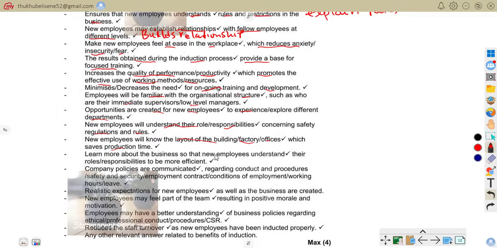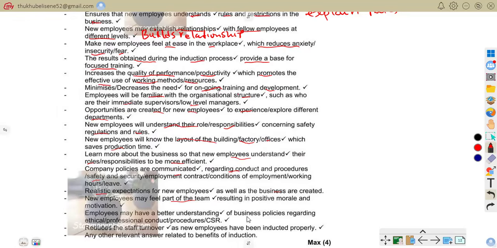Learn more about the business so that new employees understand their roles or responsibility to be more efficient. Company policies are communicated regarding conduct and procedure, safety, security, employment, contract, conditions of employment, working hours. Realistic expectations for new employees as well as the business are created. New employees may feel part of the team, resulting in a positive morale and motivation.